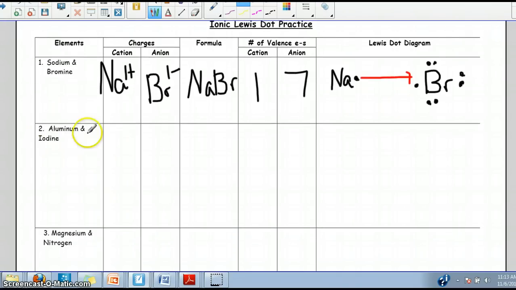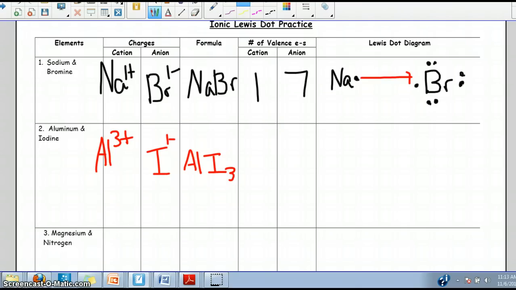So let's look at the next set of aluminum and iodine. Aluminum is going to be our cation. He has a 3+ charge. Iodine is going to be our anion. He's got a 1- charge. When we get our formula, swap and drop, we're going to have AlI3.